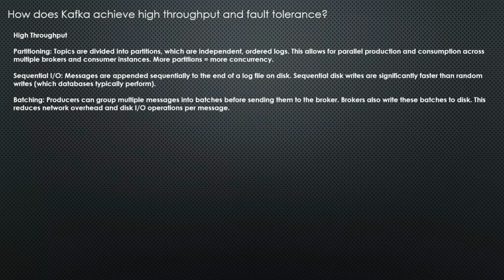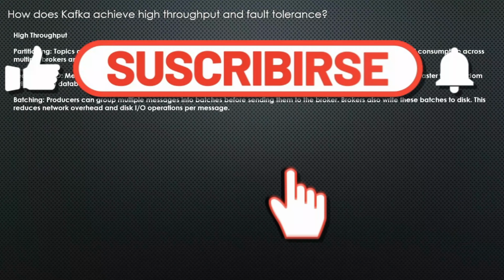Batch processing. When you are producing messages, a group of multiple messages in a batch, before sending them to the broker, the broker can write this batch to disk. This also reduces your network overhead and disk operations per message.